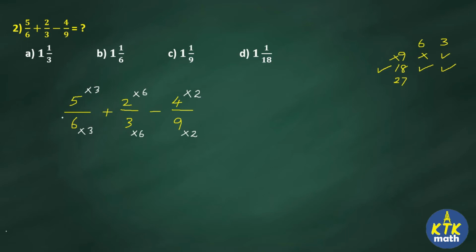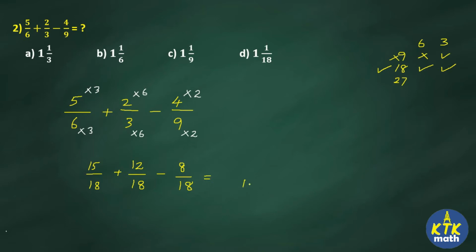Now these fractions, 5 by 6, 2 by 3 and 4 by 9, can be written as follows. Just multiply the numbers which I gave you. 5 threes are 15 divided by 6 threes are 18, then the second one: 2 sixes are 12 divided by 18, and the third one: 4 twos are 8 divided by 18. So by doing this I made all the fractions like fractions with the common denominator 18. This is the purpose for which I multiplied the numbers with both the numerator and denominator.